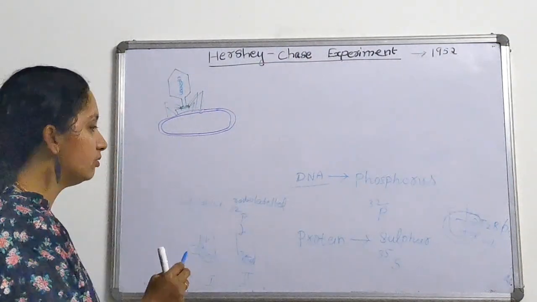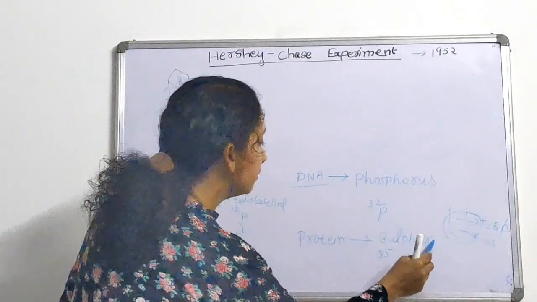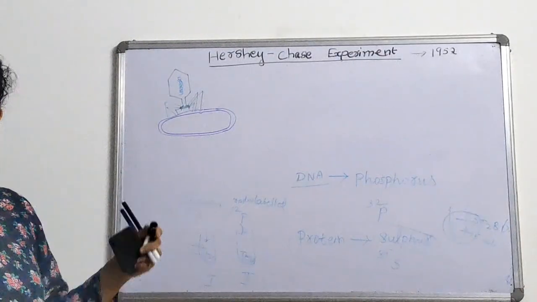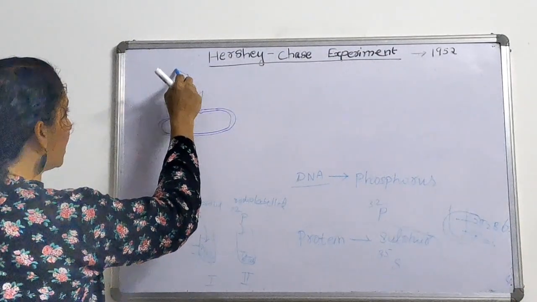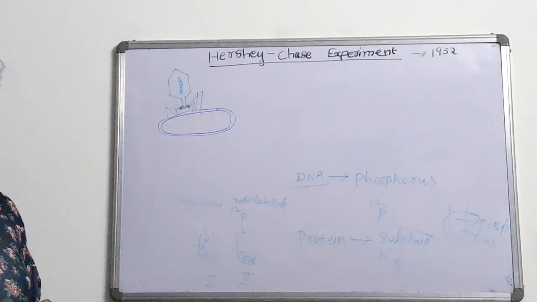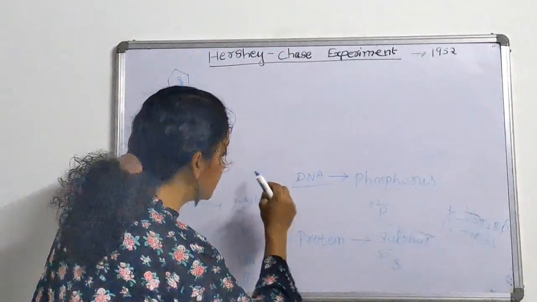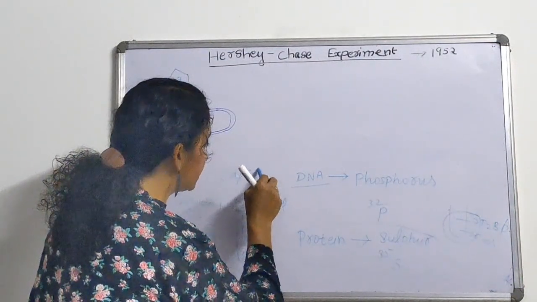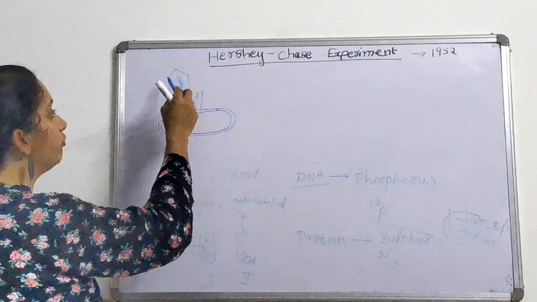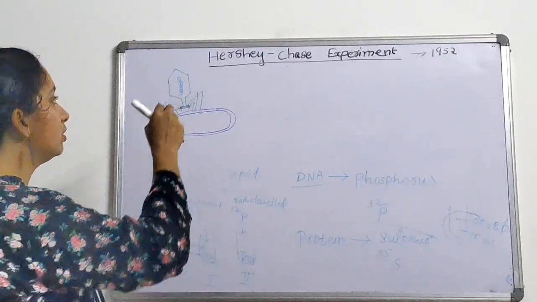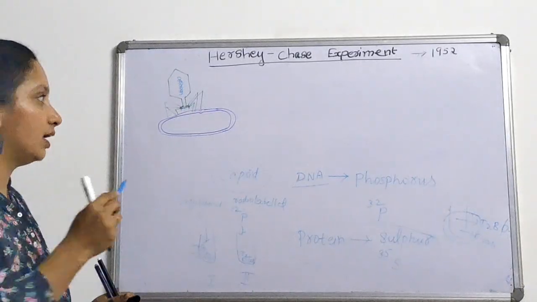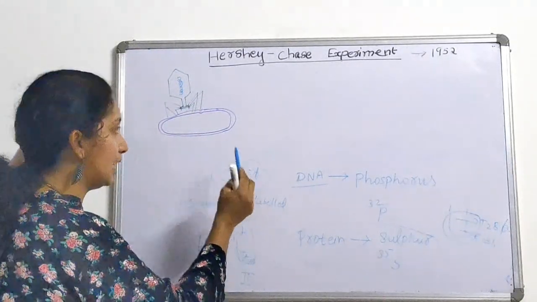The sulfur 35 will be taken up in the formation of the protein capsid. Capsid means the protein sheath or outer coating. The DNA has a protective shield or protective covering in the virus, and it is called the protein sheath or capsid.